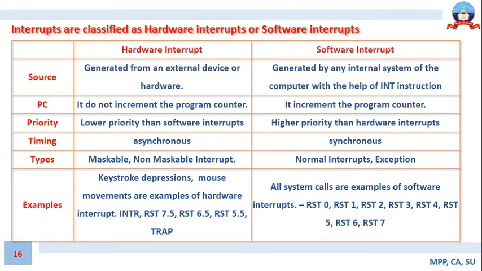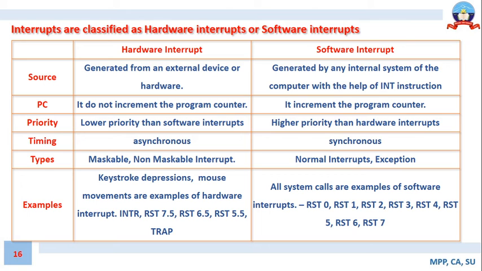Timing: hardware interrupts are asynchronous in nature, whereas software interrupts are synchronous in nature. Now types of interrupts: we can have maskable and non-maskable interrupts. Now examples of hardware interrupts: as I've said, keystroke depression is an example of a hardware interrupt. Mouse movement is an example of a hardware interrupt. So we have other interrupts: INTR, RST 7.5, RST 6.5, RST 5.5, and TRAP. These are examples of hardware interrupts in case of the 8085 microprocessor.